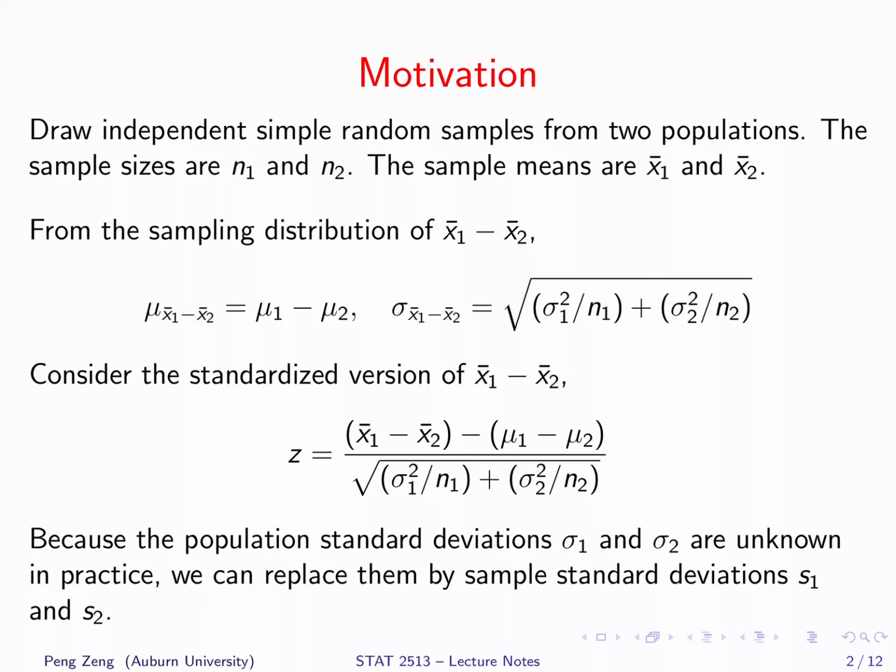Recall that we have discussed the sampling distribution of the difference of sample means, x1 bar minus x2 bar. Its mean is mu1 minus mu2, and its standard deviation is given on the slide. Let's consider the z-score of the difference of means. It is x1 bar minus x2 bar, subtract the difference of mu's, and then divide by the standard deviation of x1 bar minus x2 bar.